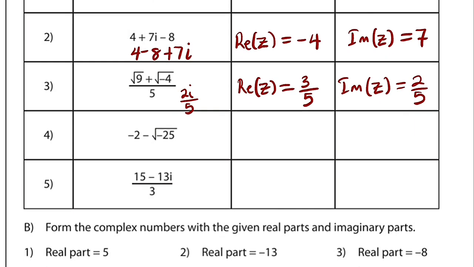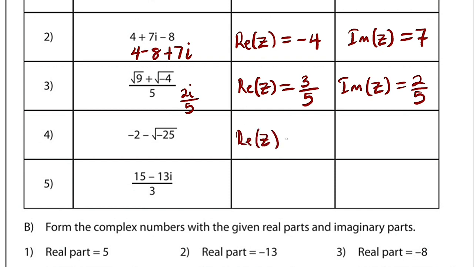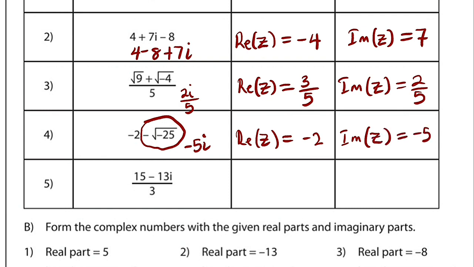Moving on to question number 4. The real part is clearly written as negative 2. So we have the real part as negative 2. While the imaginary part is negative, you have to include this negative. Negative the square root of negative 25. The square root of negative 25 is 5i, but we have a negative sign, so we have negative 5i. So what is the coefficient? Negative 5. Therefore, the imaginary part of this complex number is equal to negative 5.